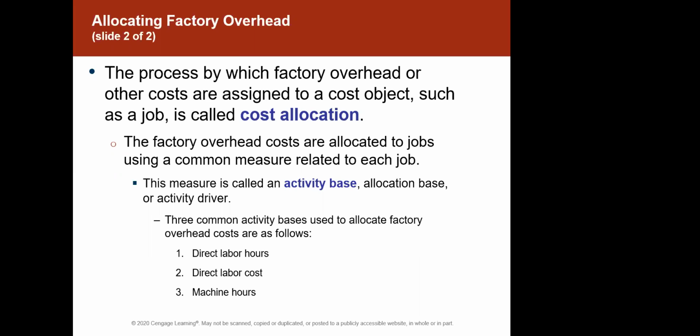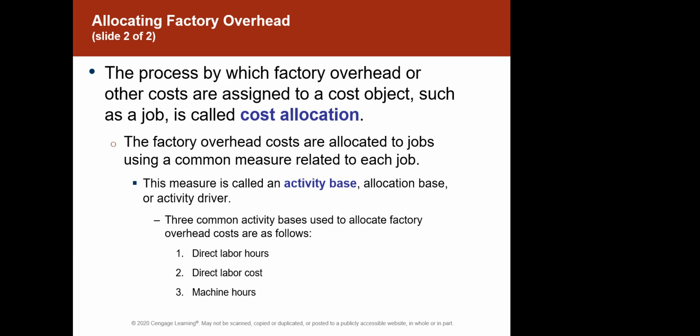The most common ones are direct labor hours. So what we're going to say is for each hour of direct labor that's put into something, we're also going to apply a certain amount of overhead to it, or allocate a certain amount of overhead to it. Direct labor cost, for each dollar of direct labor that's put into making this product, we're going to allocate a certain amount of overhead cost to it.